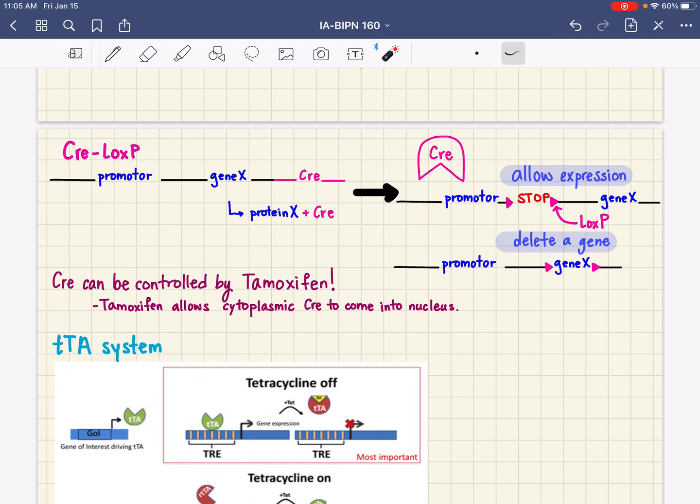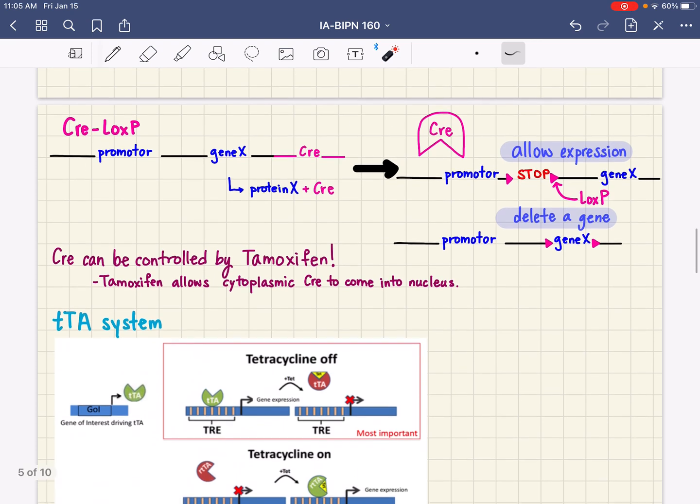Okay, so that's one thing Cre can do. Another thing Cre can do is, if the scientist had placed the LOX-P sequences around a particular gene that we no longer want, then Cre can come over here and take out gene X completely. This way, there will no longer be a gene X for the promoter to drive expression. So this way, Cre has stopped the expression of gene X. Okay, so there's two things Cre can do: allow expression or delete a gene and stop expression.